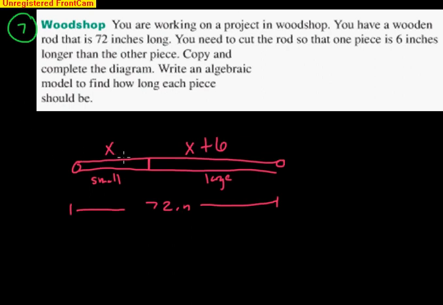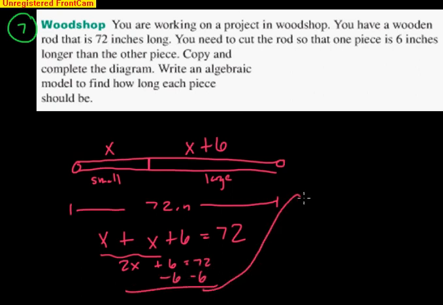Now, how do we create an equation? Well, this piece plus this piece gives you the entire thing. X plus x plus 6 gives you 72. There's your equation for this problem. And now we do x and x, that's 2x, right? Combine your like terms. Subtract 6. The 6's cancel, and 2x equals 66, and divide by 2. And we get x is 33.